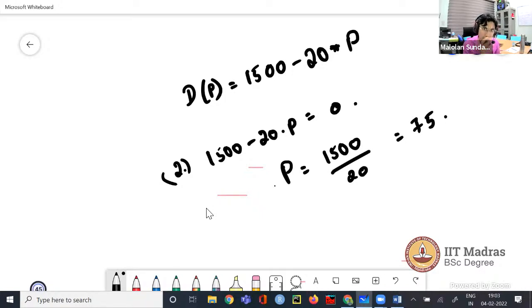There was a small error in the answer that was given to you. It said 750. We will rectify that, and the mark will be awarded if you have given an answer of 75. So that is with respect to problem number 2.